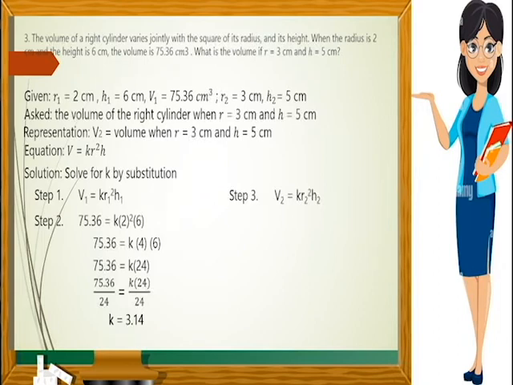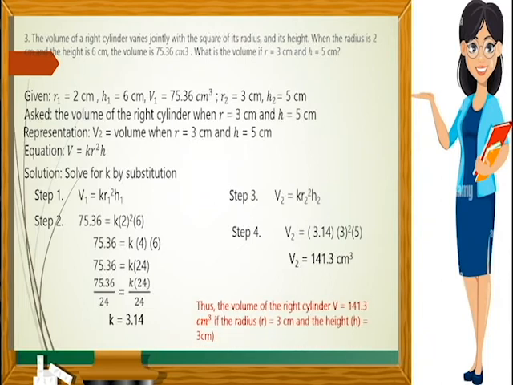Okay, for the next one we have now, we're going to identify the value of the second volume, if the R is equal to 3 centimeters and H is equal to 5 centimeters. So, let us substitute the given value. So, for the second volume, we have equivalent to the constant, which is 3.14 multiplied by the value of R, which is 3 square, and multiplied by the value of H, which is 5. So, V sub 2 now is equivalent to 3.14 multiplied by 3 square is 9, multiplied by 5, and that is equal to 141.3 cubic centimeters. So, thus, the volume of a right cylinder V is equivalent to 141.3 cubic centimeters if the radius is equal to 3 centimeters and the height is equal to 5 centimeters.